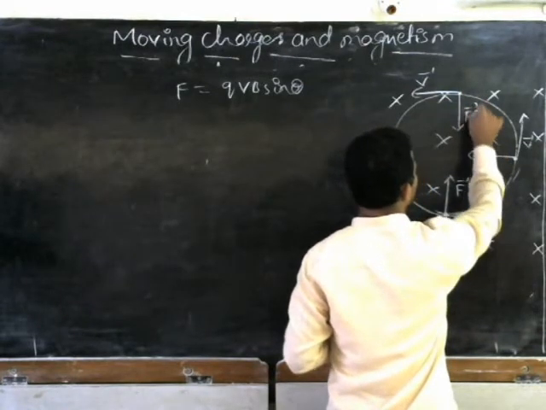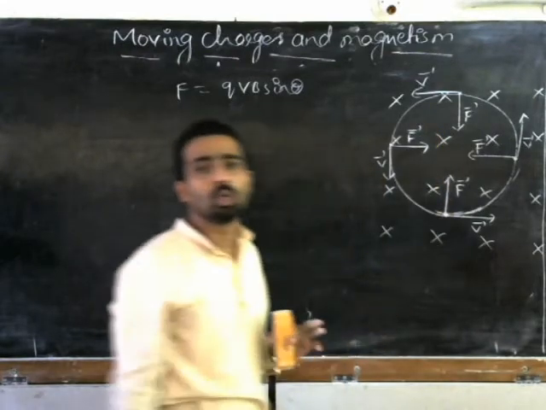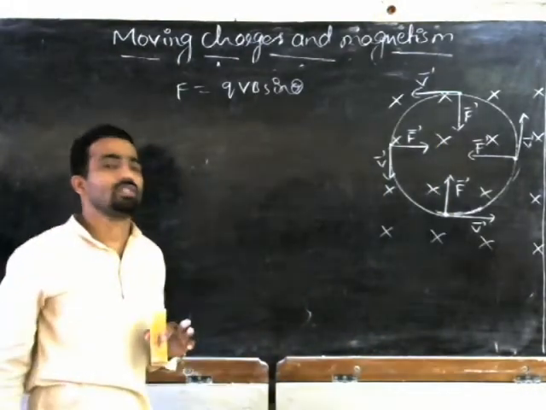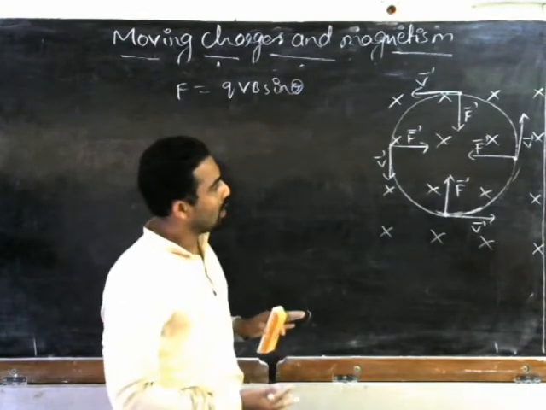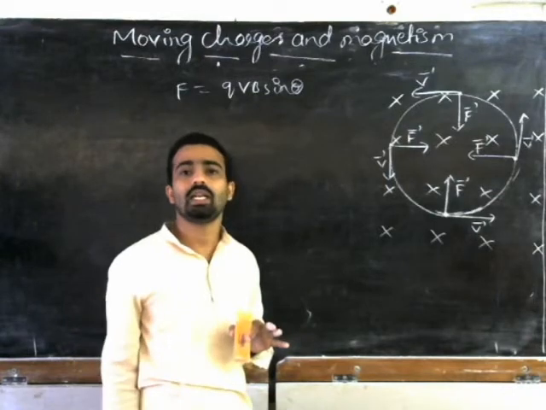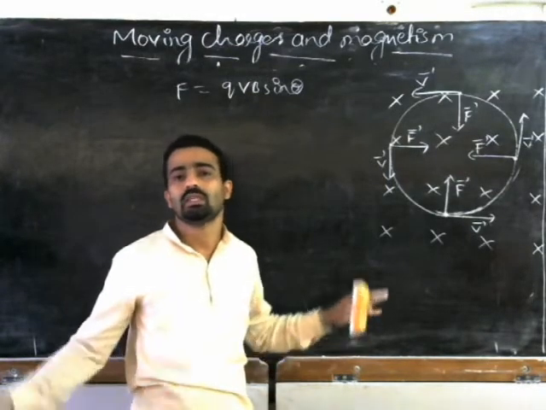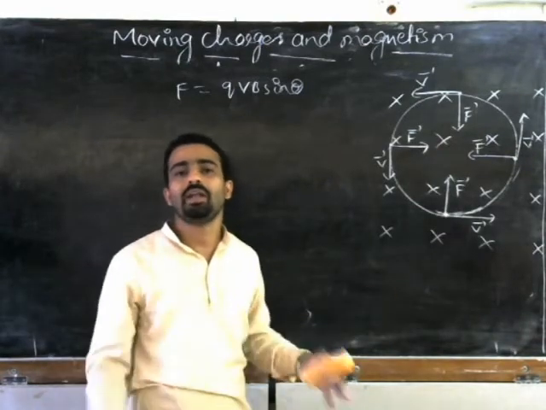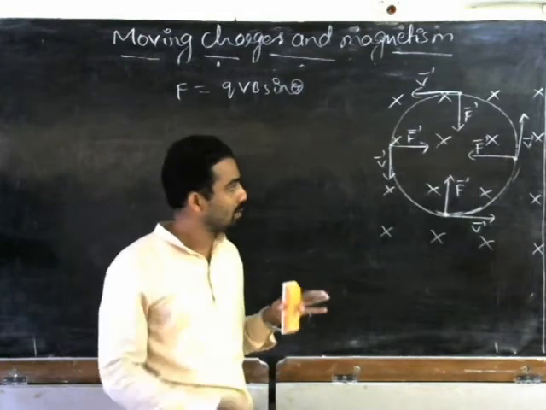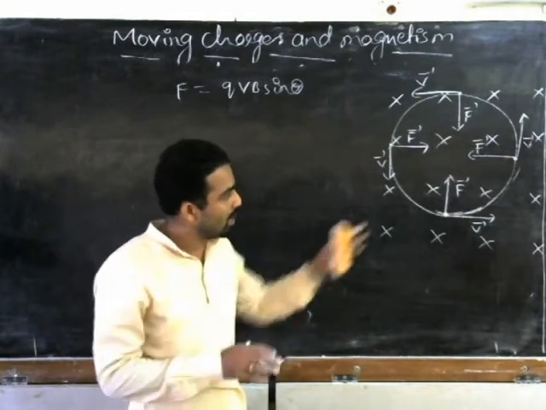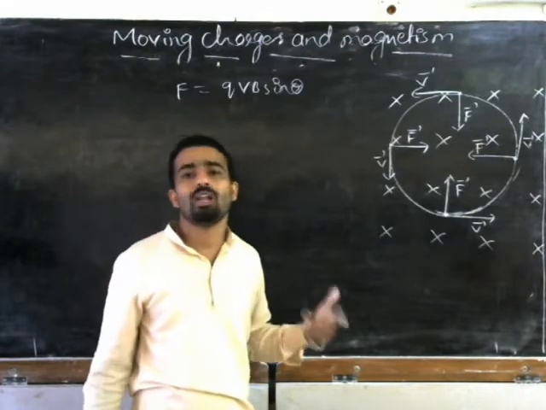The direction of force here is also towards the center. Here also it is towards the center. So at each point, the direction of force is towards the center. So the force seems like a centripetal force. Centripetal force means a force which is pointed towards the center. That is called the centripetal force. In the same manner, the force is acting here, so we can give the same analogy here.